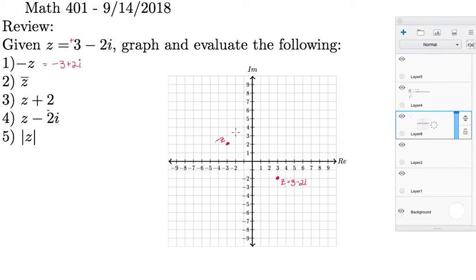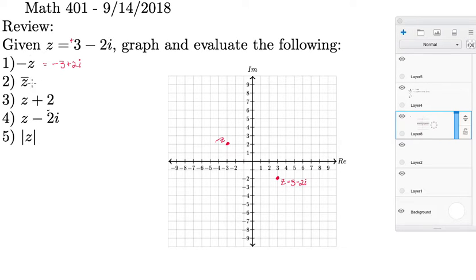Now you'll also note that we can be sure that these are opposites because if we rotate this point 180 degrees about the origin, you're going to arrive at this point. That's part of the definition for opposites.